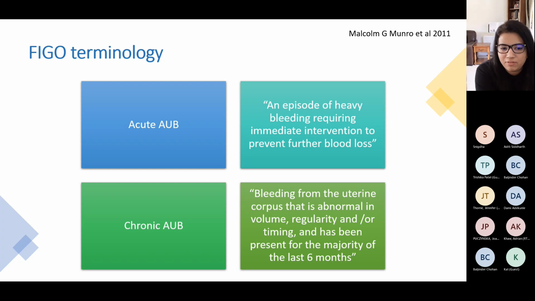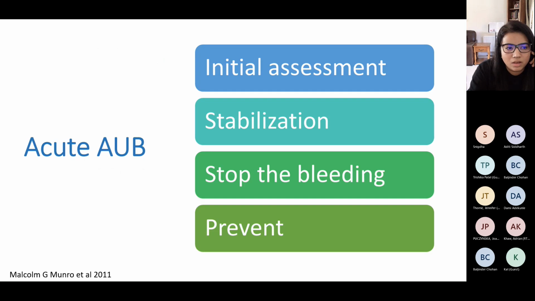Now, what FIGO have done is, in the definition for chronic AUB, they've said 6 months of having abnormal volume, regularity, timing, bleeding. But when they come to the management, they've used 3 months as their cutoff. So I suppose they've left it to the clinicians to decide when to intervene and treat. So when it's acute, it's very easy. I think all of us do it anyway on a day-to-day basis on a gynae on call.